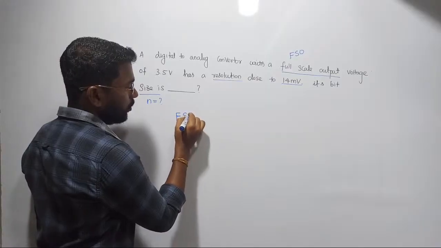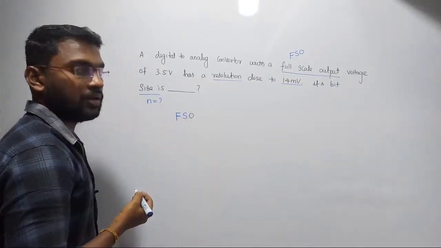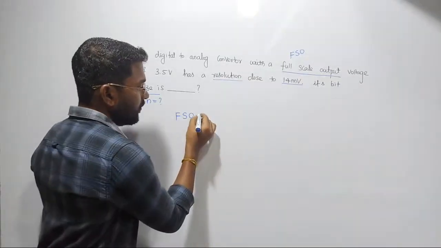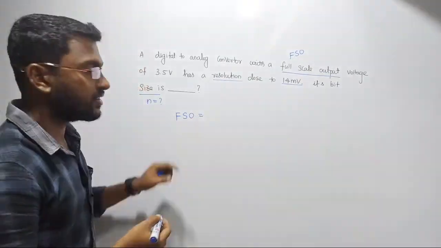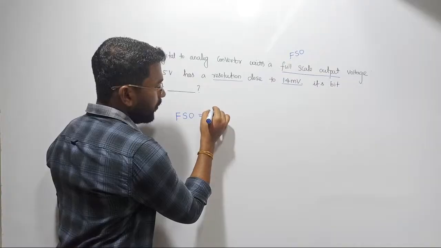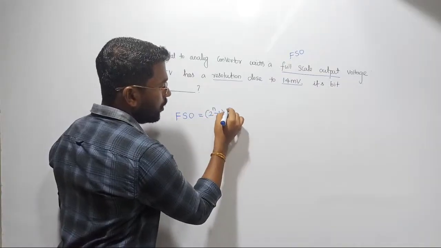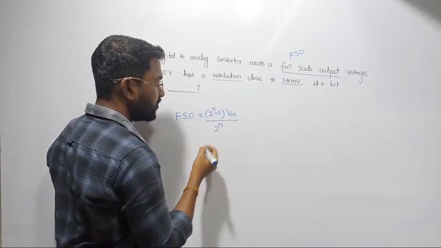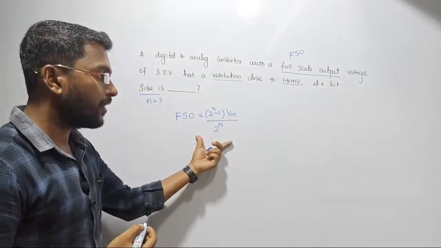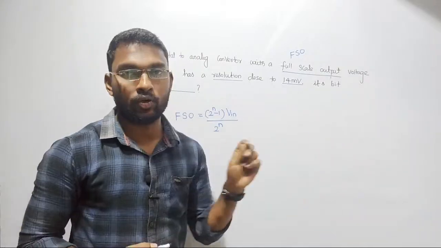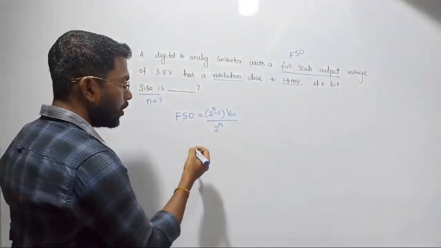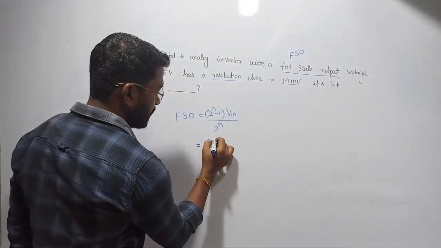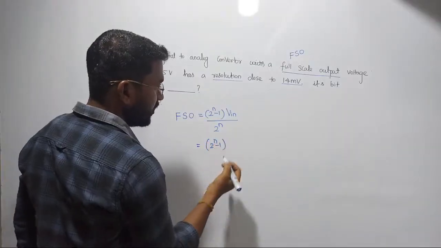When I was talking about full scale output voltage, first I wrote this full scale output voltage as (2 power n minus 1) into the input analog voltage Vn upon 2 power n. Just revise your notes. This is the first step that we observed from the staircase output. Clear? And then I reduced this expression as 2 power n minus 1. Okay, that is correct only.